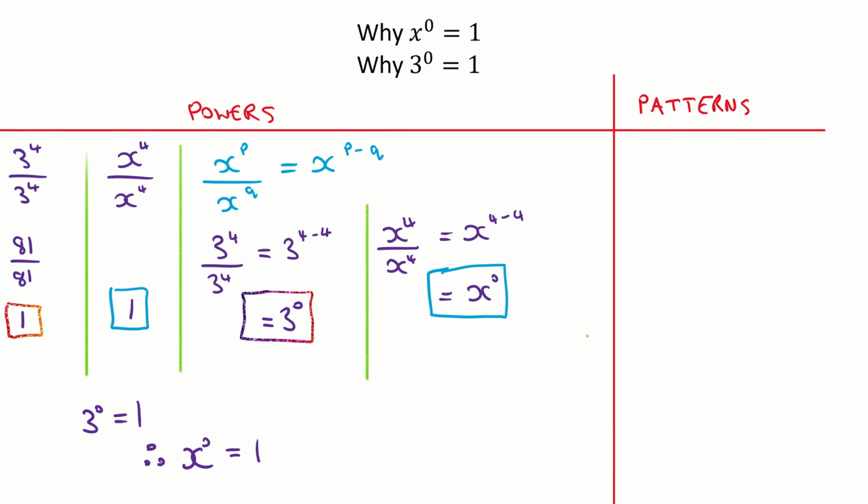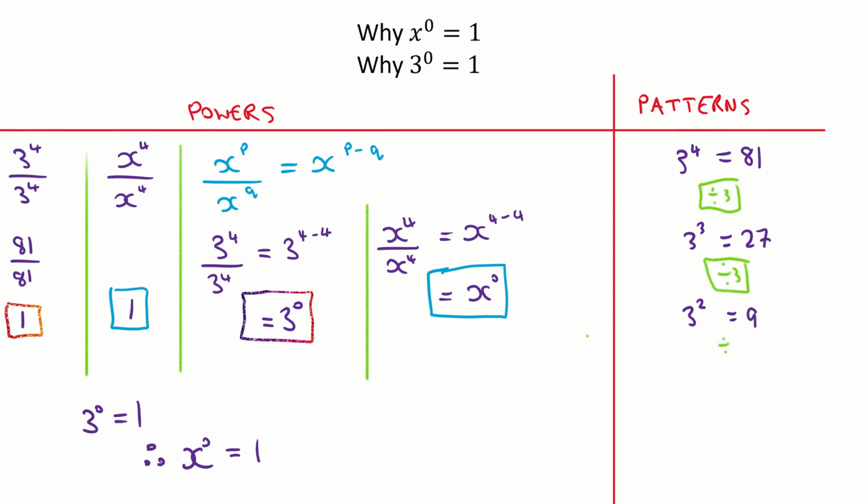Let's have a look at it through the use of patterns. So again, let's stick with our 3 to the power of 4 for a second. 3 to the power of 4 is equal to 81. If I divide that by 3, 3 into 81 gives me 27, which is the same as 3 to the power of 3. Let's keep going. Dividing by 3 once again, 3 into 27 gives me 9, which is the same as 3 squared.